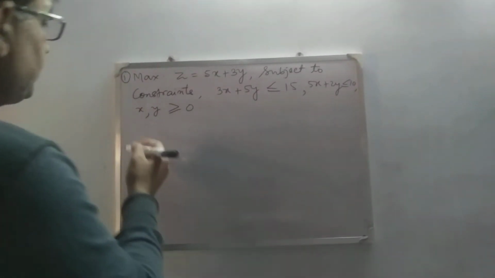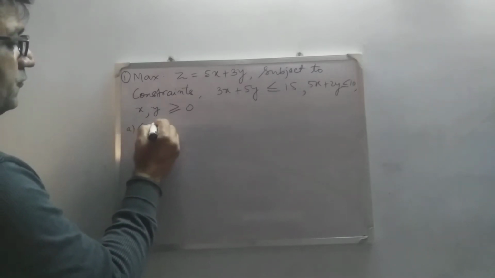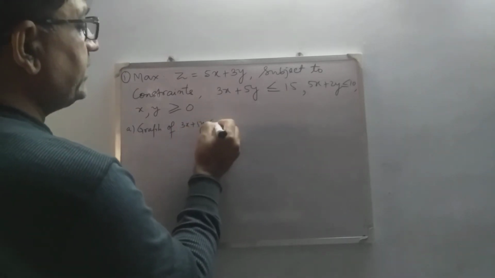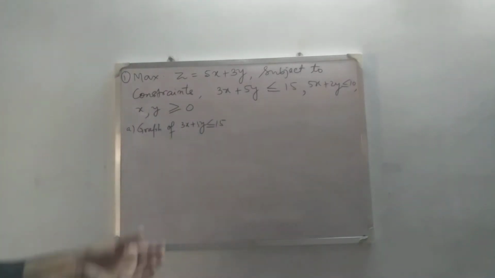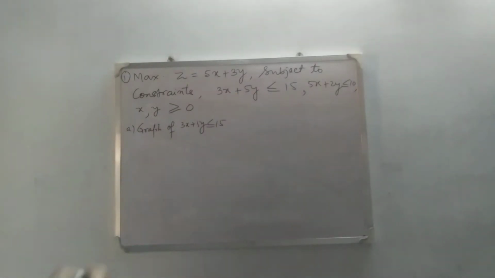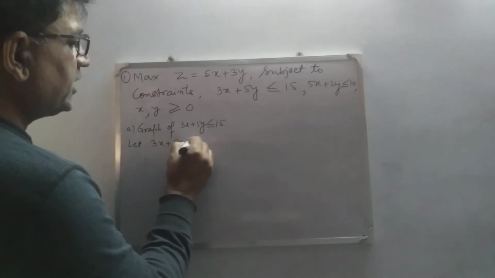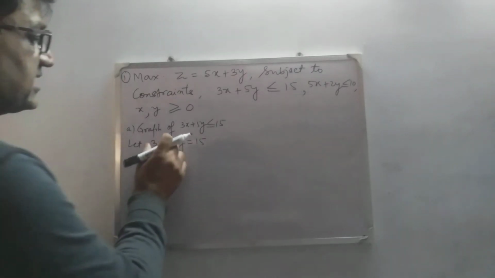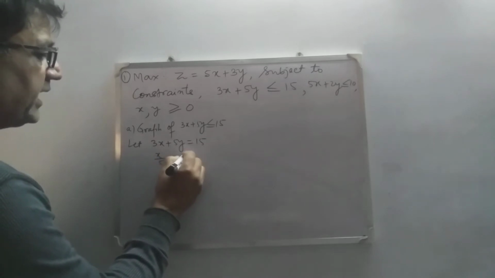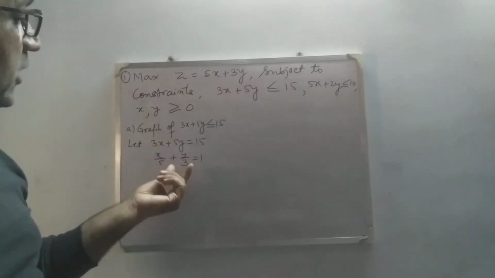First of all, we will try to draw the graph of 3x plus 5y lesser equal to 15. Boys, you know, in class 11, this inequality should be changed to equality for drawing the graph. So we have to take let 3x plus 5y is equal to 15. Now to draw the graph, let us divide both sides by 15. Therefore, x by 5 plus y by 3 is equal to 1. Now we are able to draw the graph.